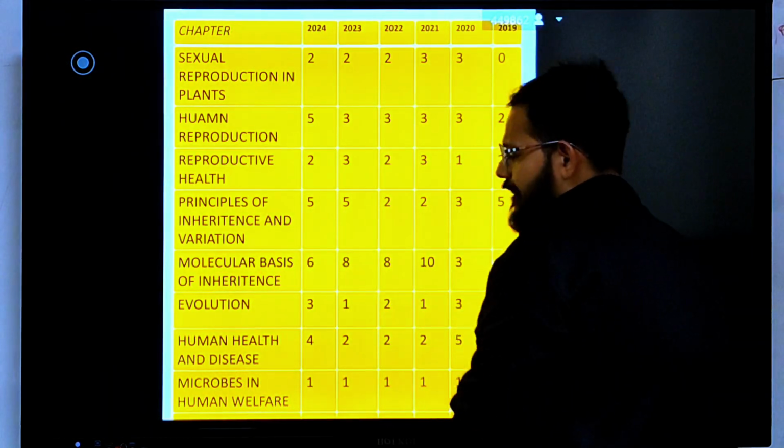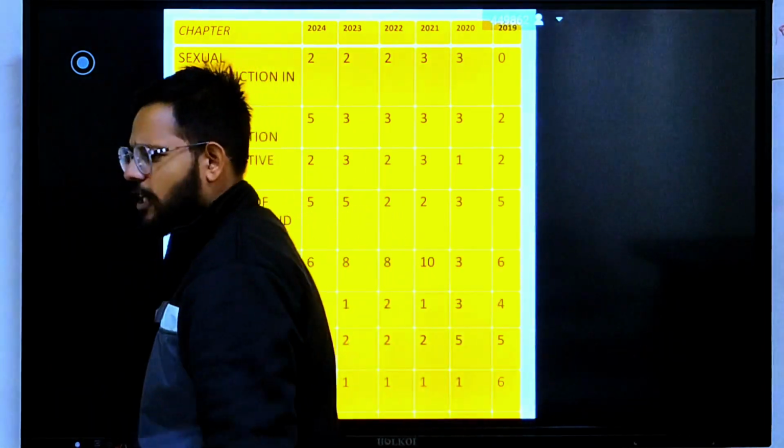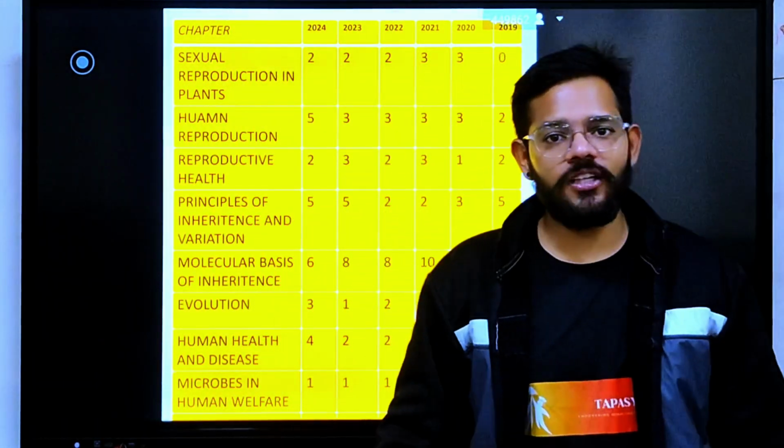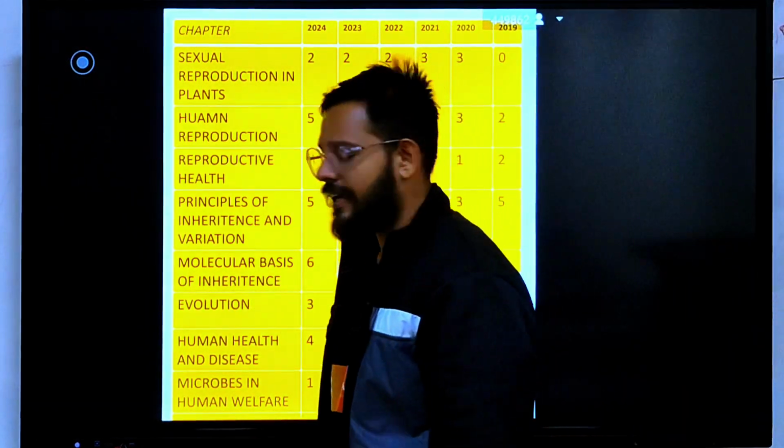Next is your molecular basis of inheritance. Second FADU chapter of biology. Okay, in biology 12 and your total biology, the second most FADU chapter is molecular basis of inheritance.